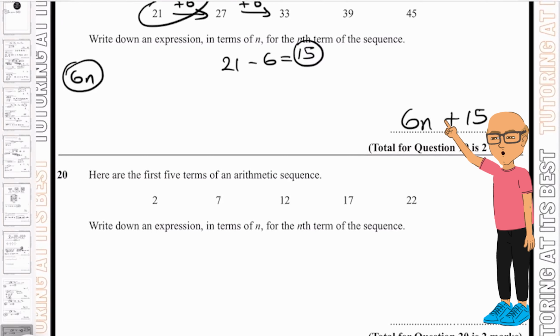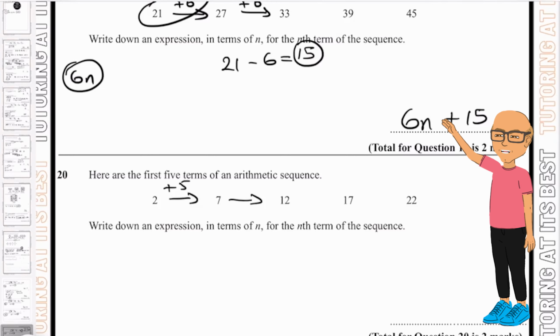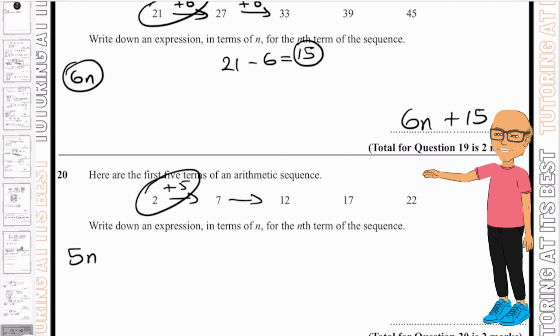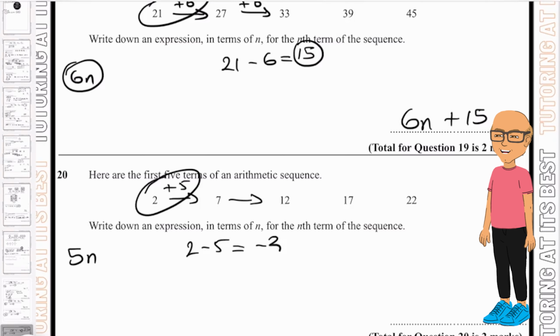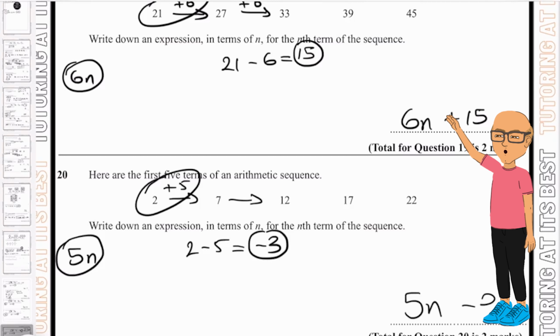And then the final question. Let's go for our product rule, which is plus 5. So we now know it's 5n. We then get our difference. 2 take away 5 is minus 3. And then we put that together and we have 5n minus 3.